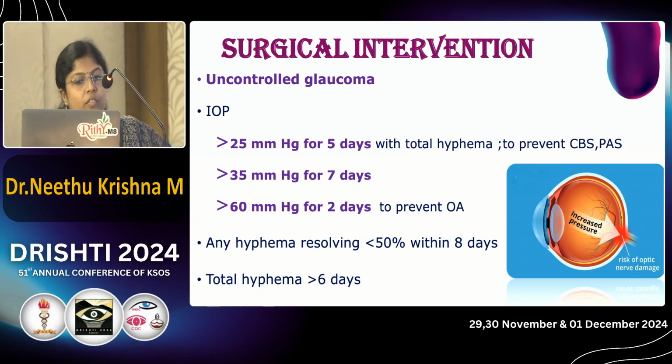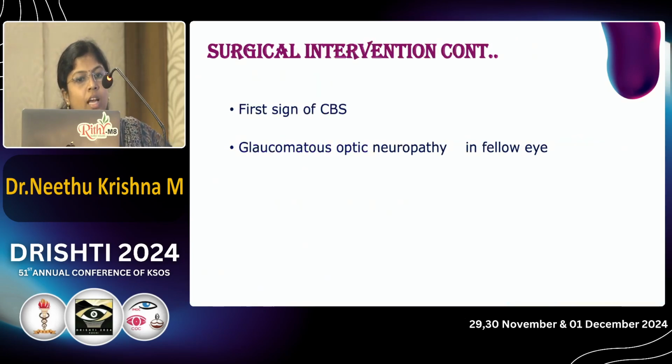Any hyphema resolving less than 50% within 8 days is also another indication, and total hyphema of more than 6 days can result in severe optic nerve damage, so we need surgical intervention. Another important point, which I already explained, is that corneal blood staining is one of the indications for surgical intervention. And if the patient has glaucomatous optic neuropathy in the fellow eye, we need surgical intervention.